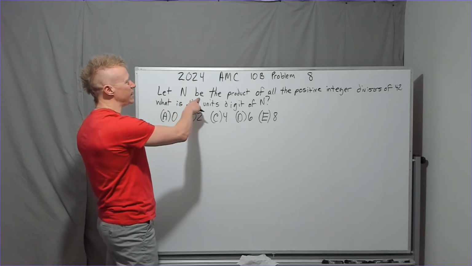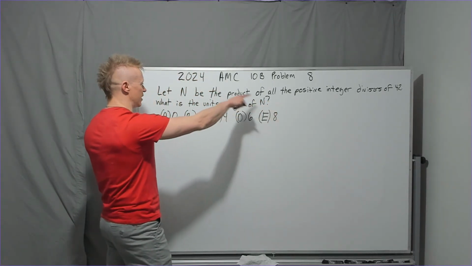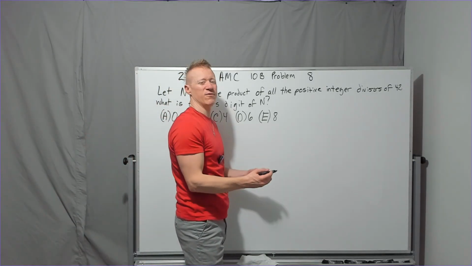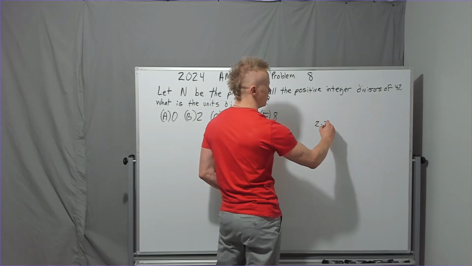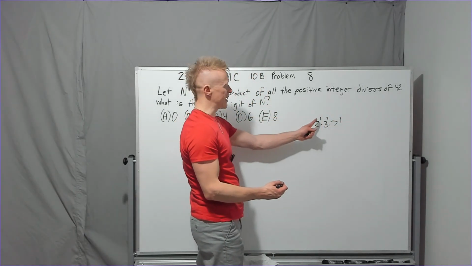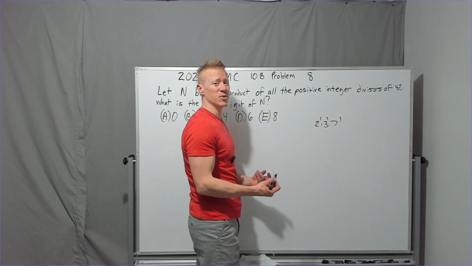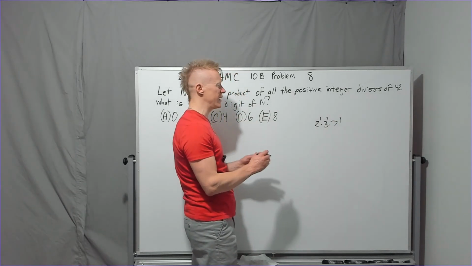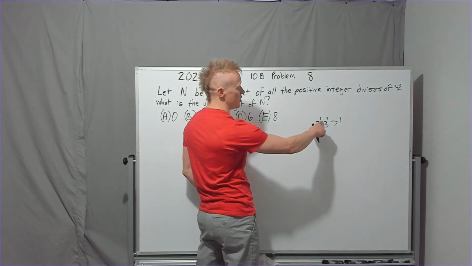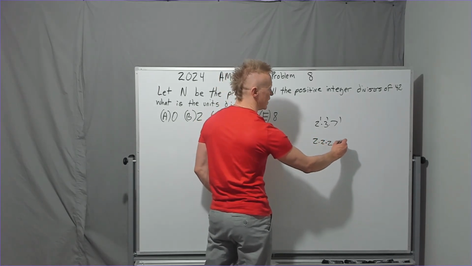Let N be the product of all the positive integer divisors of 42. So how do you find the number of divisors? It's just the prime factorization. So you do 2 times 3 times 7, you put exponents on it. All you're going to do is add 1 to each of the exponents. That's also a small notebook concept. The number of divisors of any integer process should be in your small notebook. So you add 1 to all of these, you get 2 times 2 times 2 is 8.